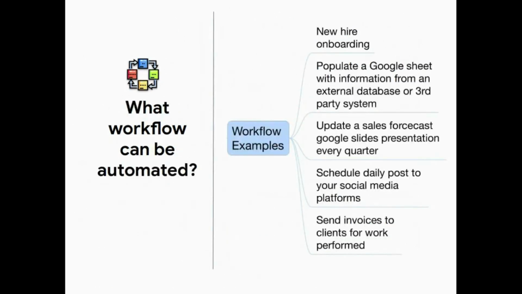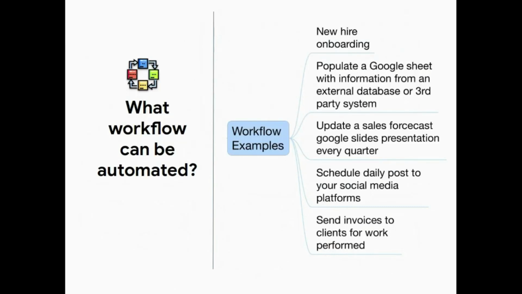So what type of workflow can be automated? Well, in G Suite, just about anything can be automated, but I've laid out a few examples here to get us thinking about workflow and automation in general. Let's say you're an organization that has a lot of new hires. You can certainly automate the onboarding process for those new hires. Or maybe you have a Google Sheet which you need to populate with information from an external database or a third-party system, all possible with G Suite workflow automation.